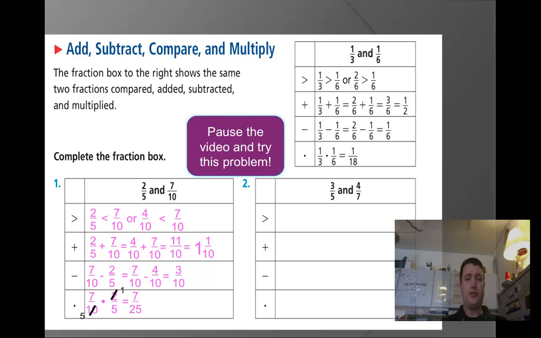Okay, so when I look at this, I've got 3/5 is greater than 4/7. Now, to be honest, it might be hard for you to take a look at it and know that.